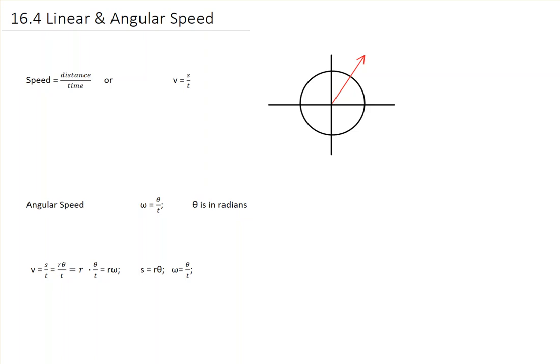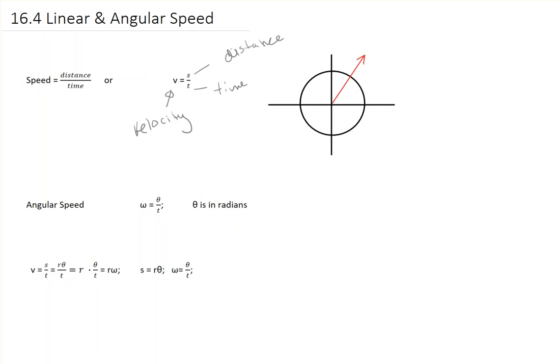The top one on the left, we have speed equals distance over time. And when it talks about speed, it's talking about a linear speed. And next to it, you could see it's also written as V equals S over T. And V refers to velocity. S actually stands for distance. And T still stands for time. So velocity equals distance over time.